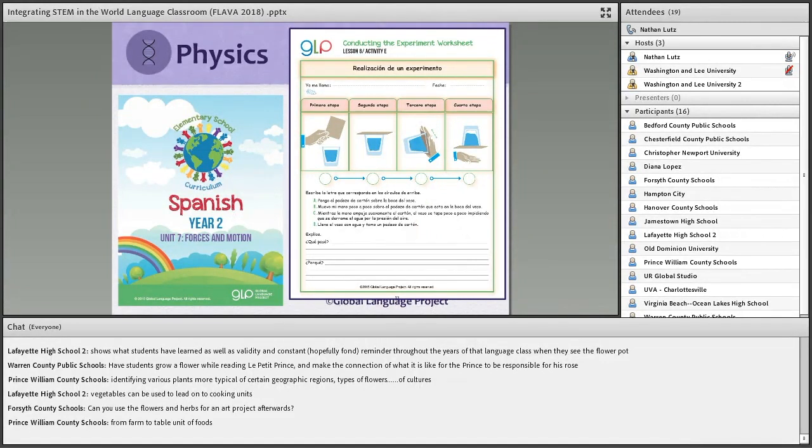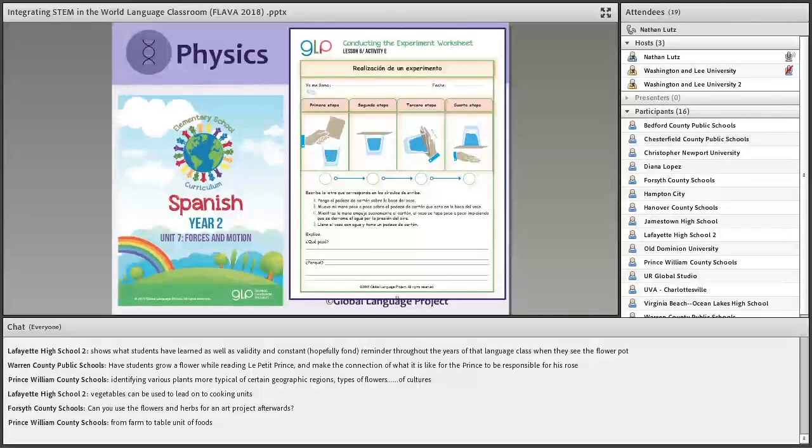Another curriculum suggestion that I might give is from Global Language Project. They have a wonderful 6-year plan from kindergarten all the way through 5th grade, where science and STEM are the focus of some of the units. They also have social studies based ones, language arts based ones, and arts. But the science ones are really fantastic.